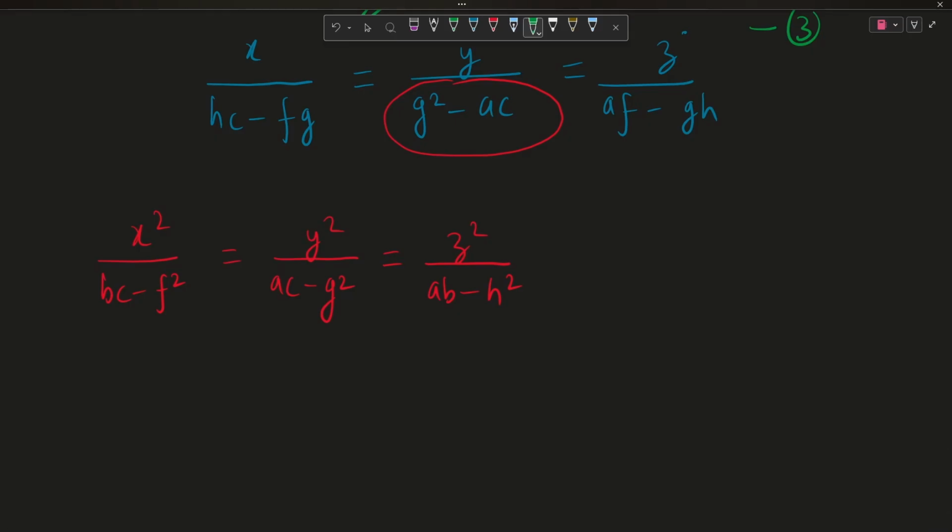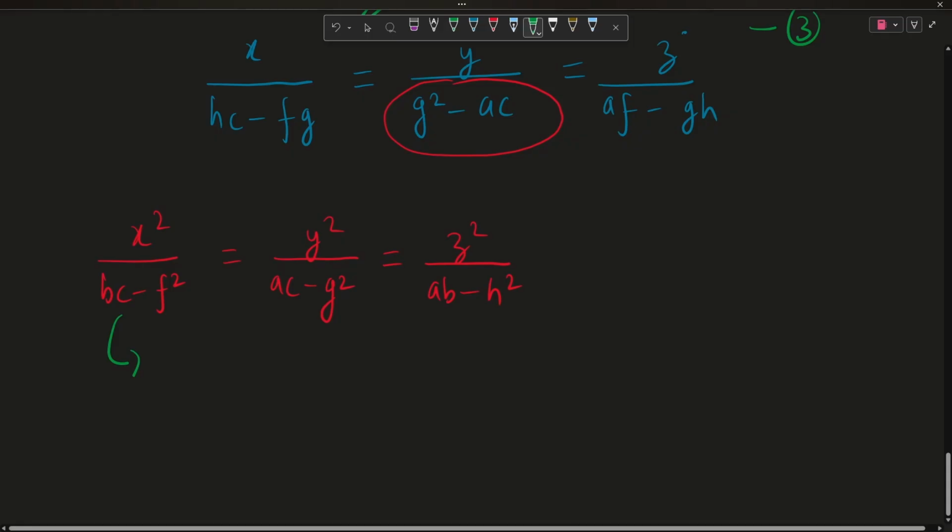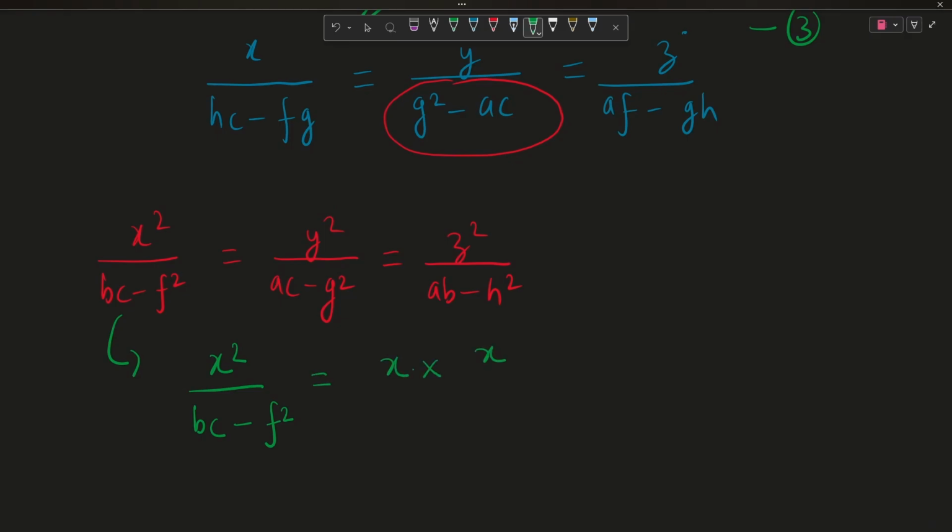So what can we do? We will start with x square upon bc minus f square. So x square upon bc minus f square will be x multiplied by x into bc minus f square. Now, how could we get the value of x upon bc minus f square?